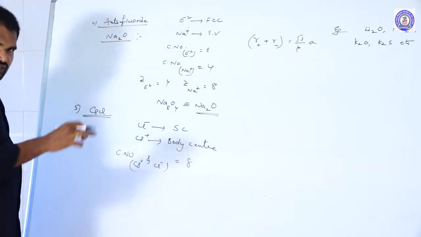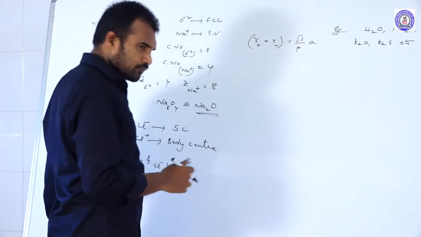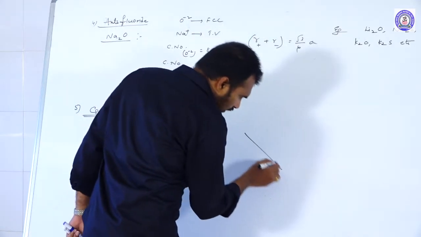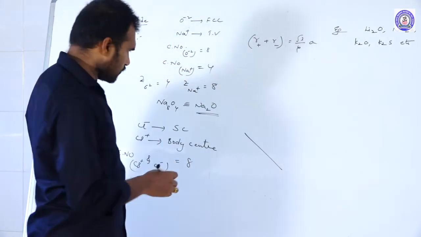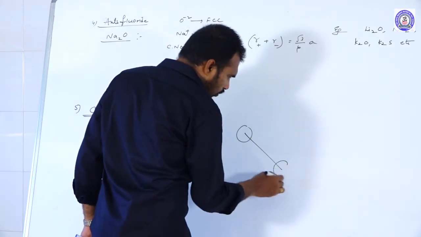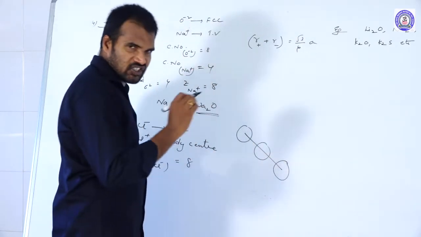Coming to the distance, the shortest distance between them. So if you take, this is the body center. This is at the corners, this is at the corners, and this is at the center, where cesium is there.